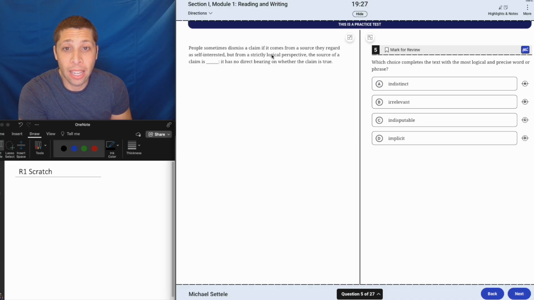People sometimes dismiss a claim if it comes from a source they regard as self-interested, but from a strictly logical perspective, the source of a claim has no direct bearing, is irrelevant. Irrelevant. Yeah. To be clear, I don't think I've ever seen this question. I have no memory of it, but you've got to be able to read some of these and just know what they're saying.